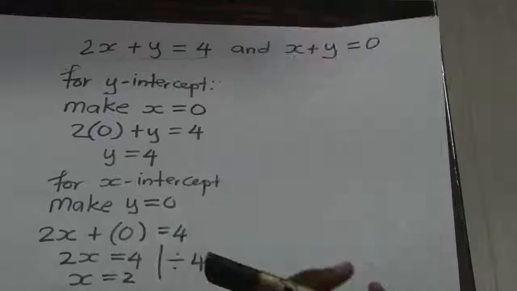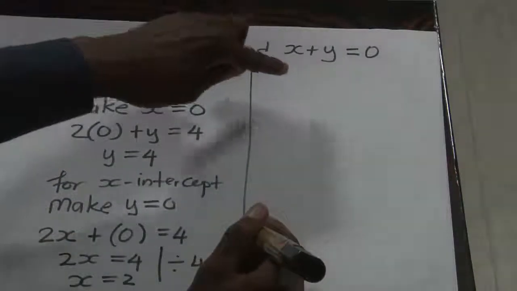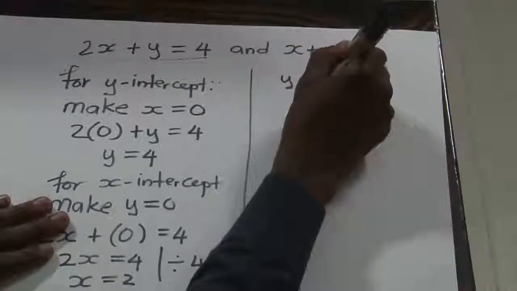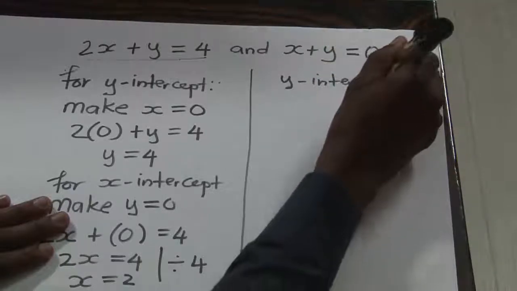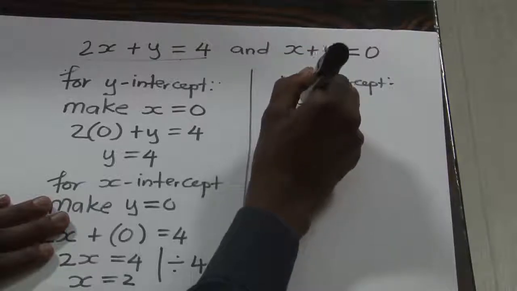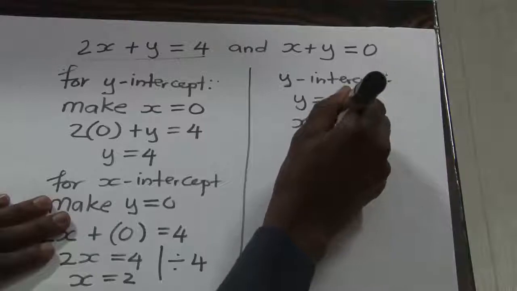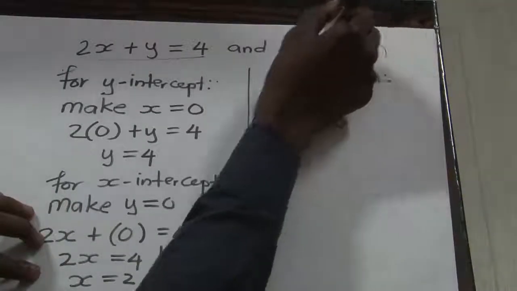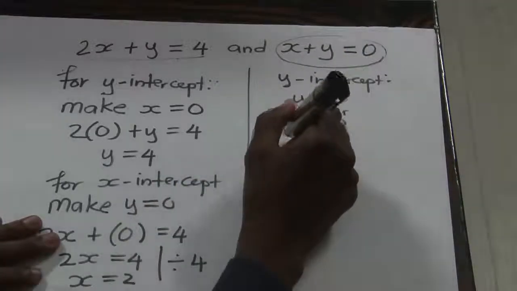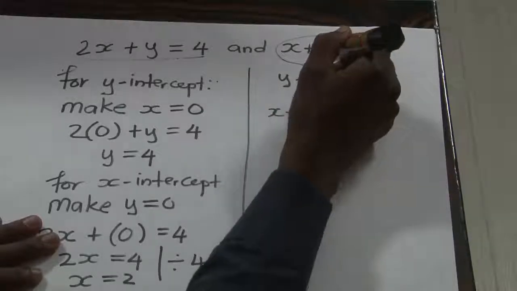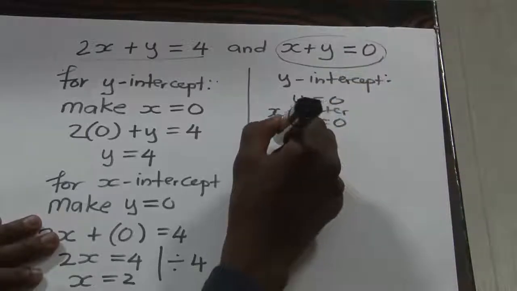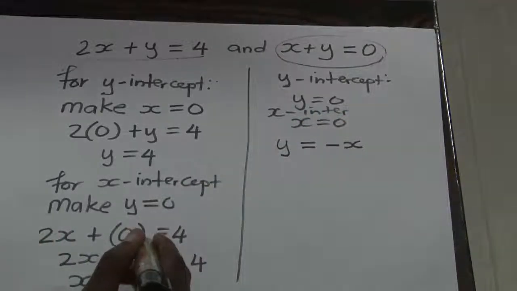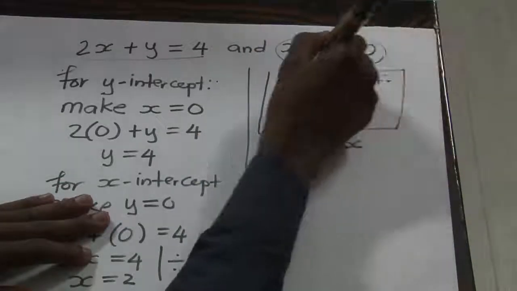Now let's solve for the x-intercept and y-intercept of the other equation. Automatically one can tell that if x is equal to 0, y is also equal to 0. So this equation is of a graph passing through 0. But then one can tell that y is equal to negative x. That is the form of that graph if you just want to understand it better.